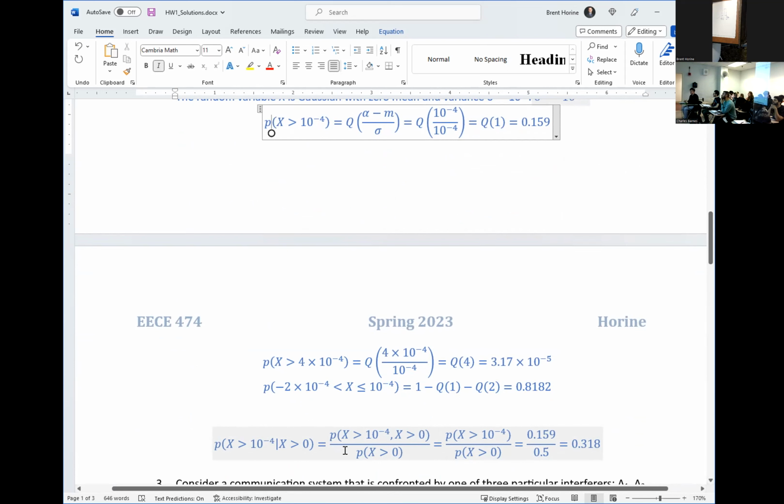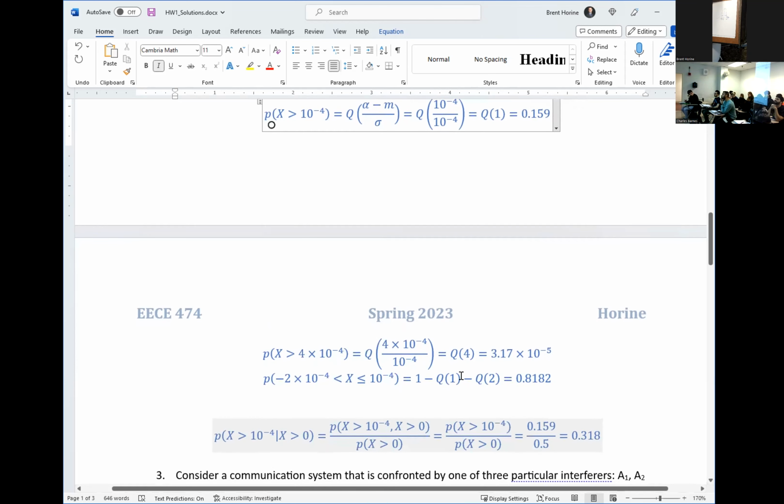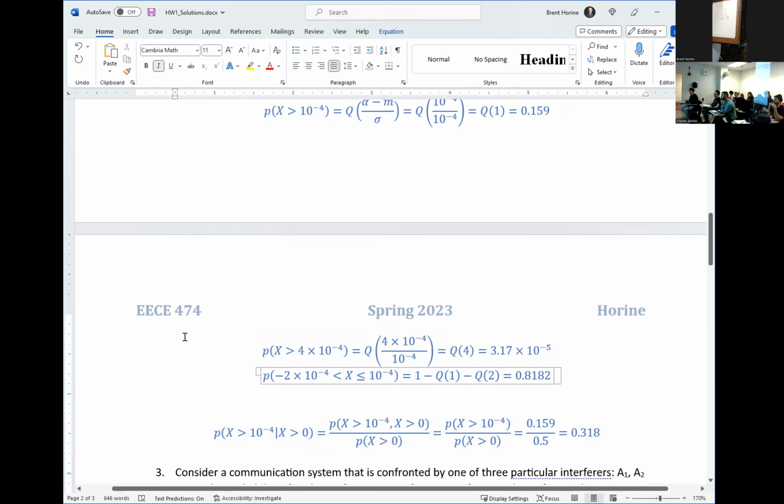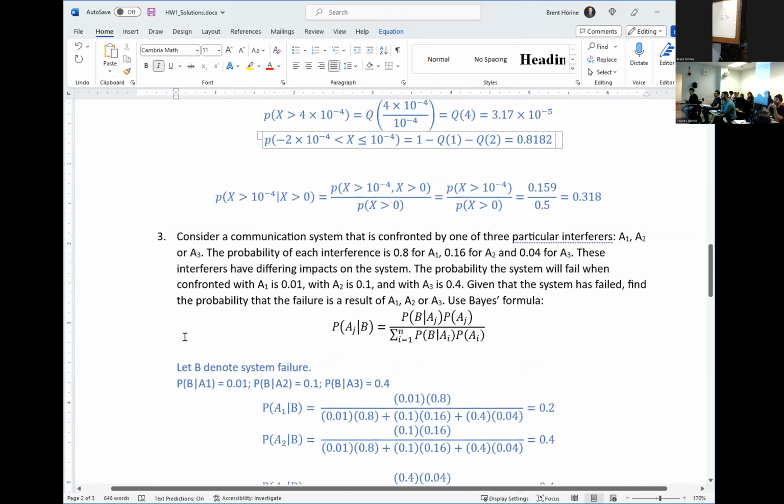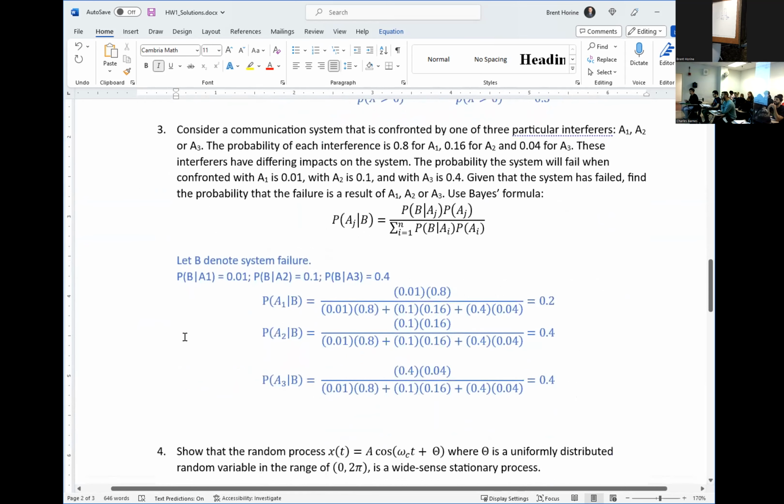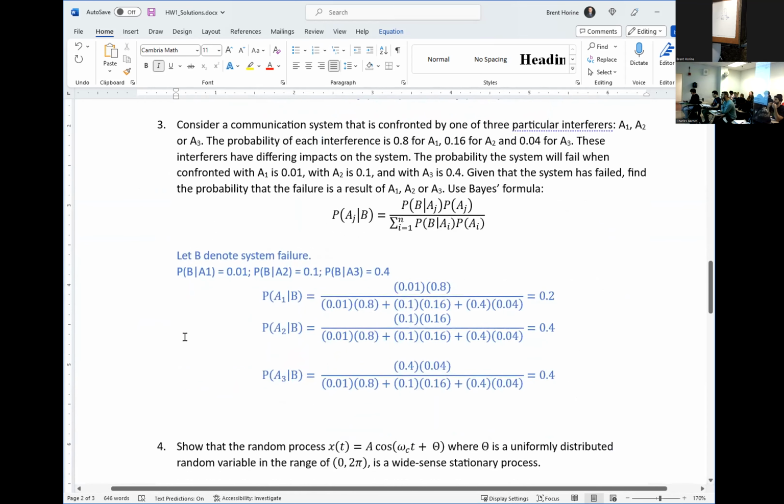Now we put that conditional, the given part of it, in the denominator. What is the probability X is greater than 0? That's 0.5. You can grab that from the table, but that's also a well-known value that's on that slide I just showed you. All right. Just got a minute left.